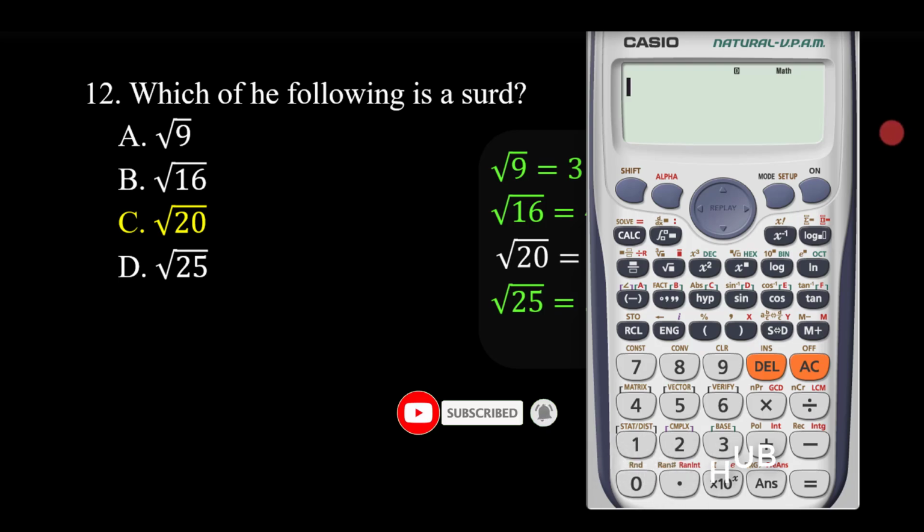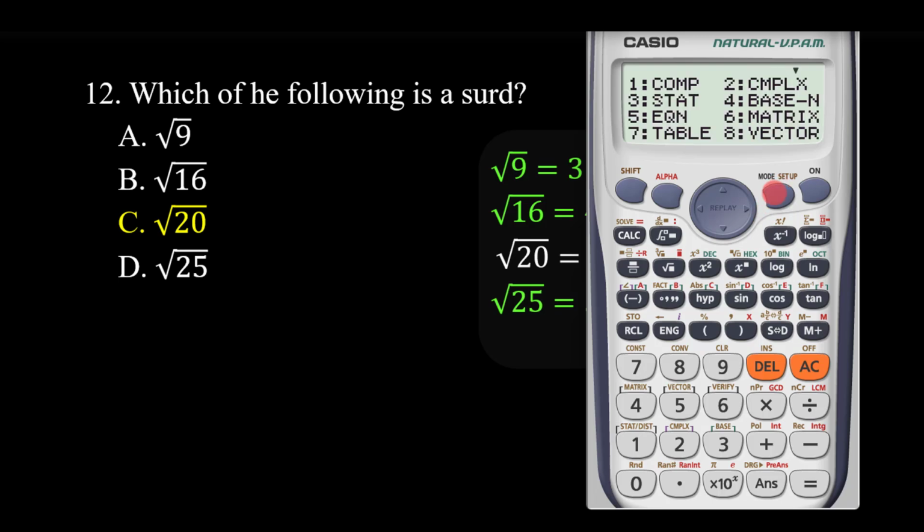Now, with our calculator displayed on the screen, make sure that your calculator is in the computation mode. If it is not, press the mode key and press 1 to activate the computational mode. Now let's look at the first option, square root of 9. We simply press the square root sign here and then press 9 and then equal to. That simplifies to 3.